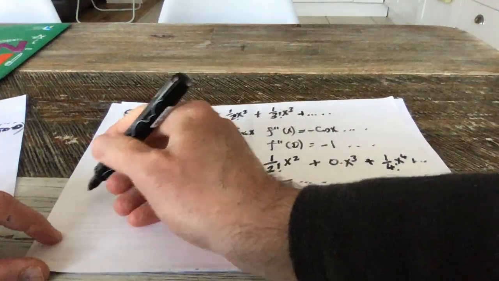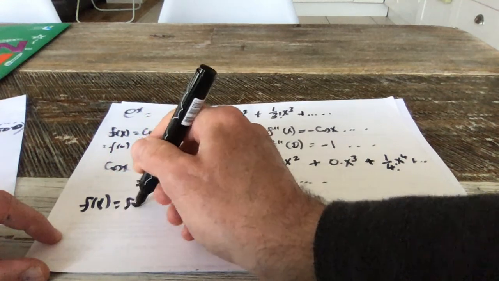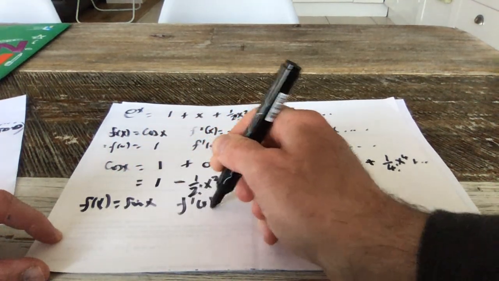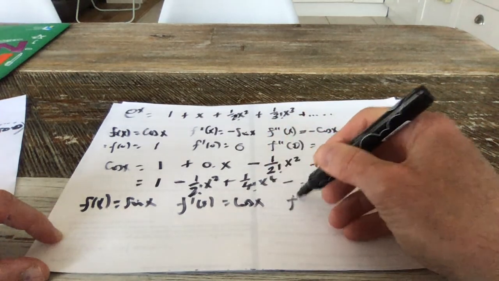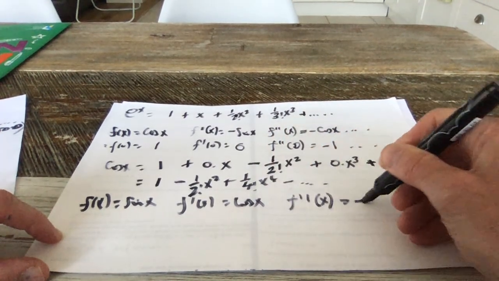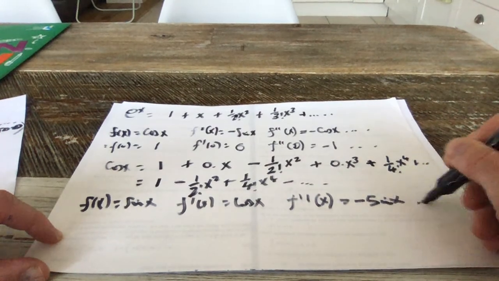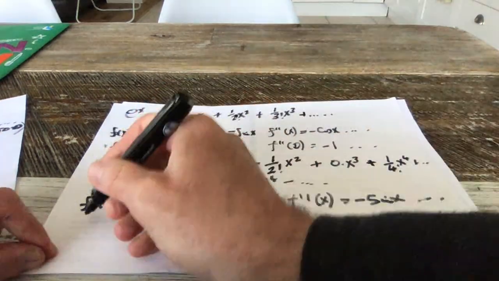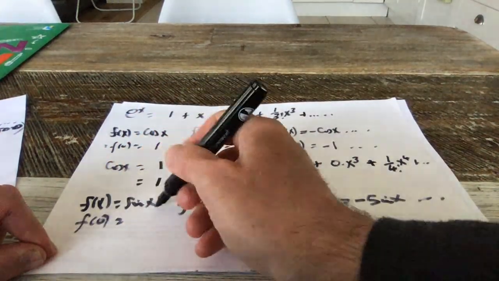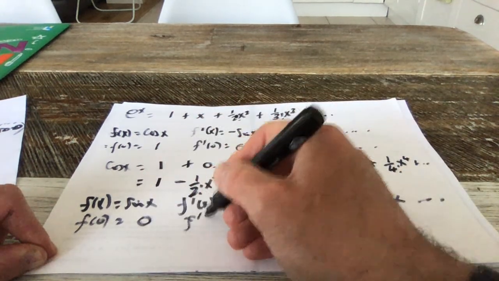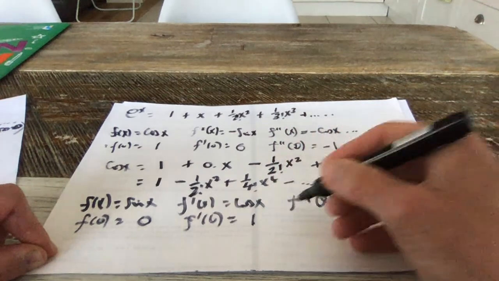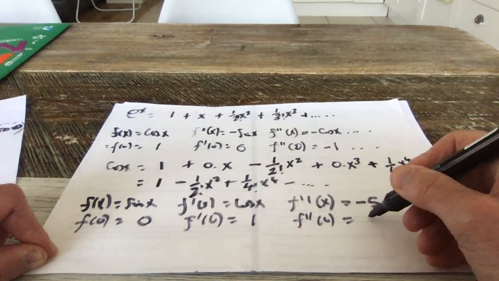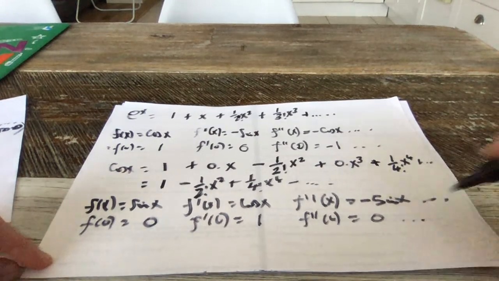Let's look at sine. Now I differentiate sine x, I get cos x. And if I differentiate cos x to get the second derivative of sine x, I get minus sine x, etc. So I'm looking now at sine x. What do I get here? f of 0 is equal to sine 0, which is 0. f prime of 0 for sine x is 1. And f double prime of 0 for sine x is 0, because sine 0 is equal to 0, etc.